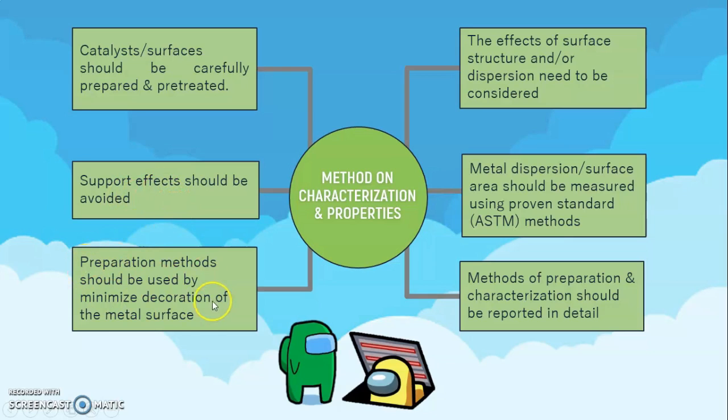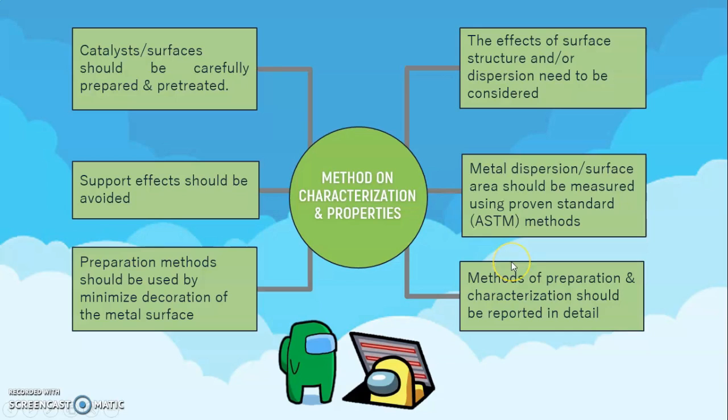The third one is that preparation methods should be used with minimal degradation of the metal surface. An example is the process of the decomposition of a metal carbonate on a support catalytic surface. The fourth one is that the effects of surface structure or dispersion need to be considered, especially for sensitive reactions. The fifth one is that metal dispersion or surface area should be measured using the proven standard ASTM method. ASTM stands for American Society for Testing and Materials.